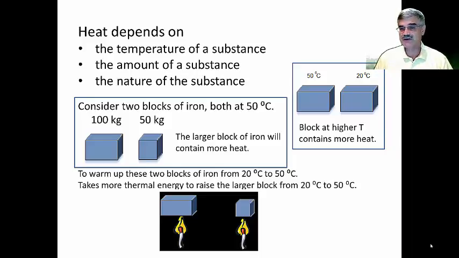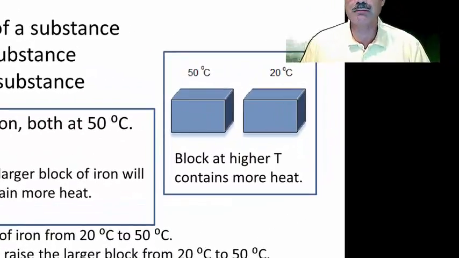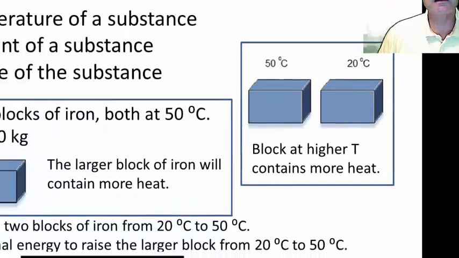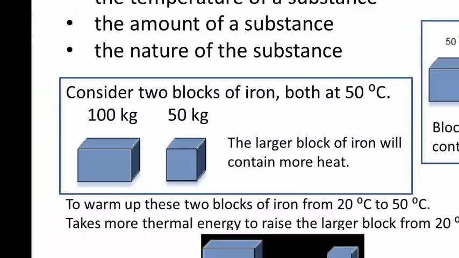Now, the first is fairly obvious if you look at my square to the right. If you have two blocks of iron, for example, one at 50 degrees and one at 20 degrees, obviously the block at higher temperature contains more heat, more thermal energy. But let's now consider two blocks of iron, both at 50 degrees Celsius, but one is twice as large as the other. One is 100 kilograms, the other is 50 kilograms. The larger block contains more thermal energy, more heat than does a smaller block.